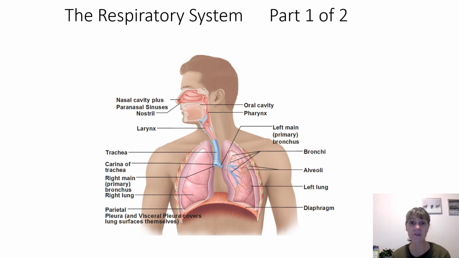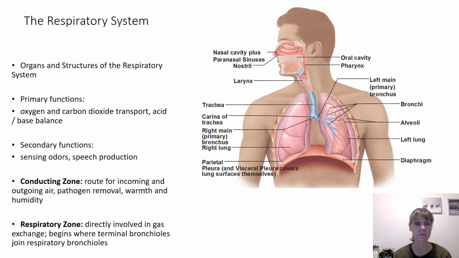This recording is the first part of two for the respiratory system. The respiratory system functions for the transport of oxygen and carbon dioxide and helps us maintain acid-base balance throughout the body. Some of the secondary functions for the respiratory system include sensing different odors as well as producing speech.